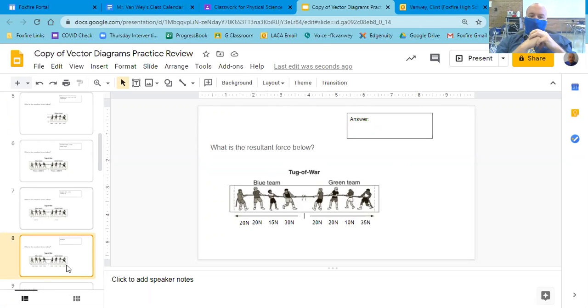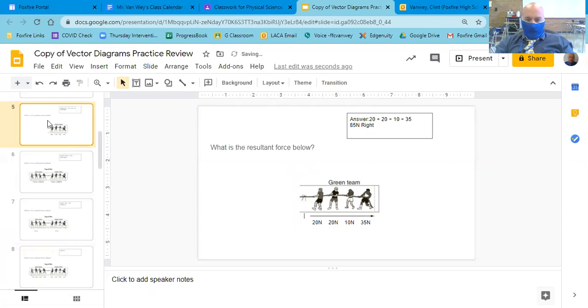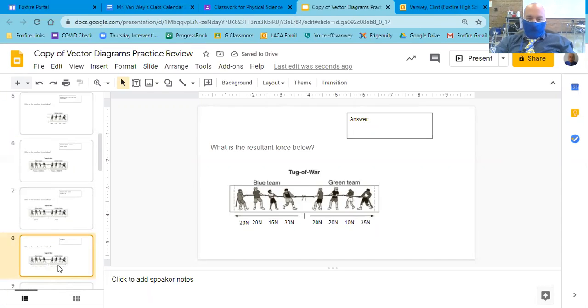Here, it's asking what is the resultant force below? Well, I'm going to spoil it. This blue team and this green team, it's the same one as up here when we were doing these. It's the same amounts. So it's 85 on this side. It's 85 on this side.